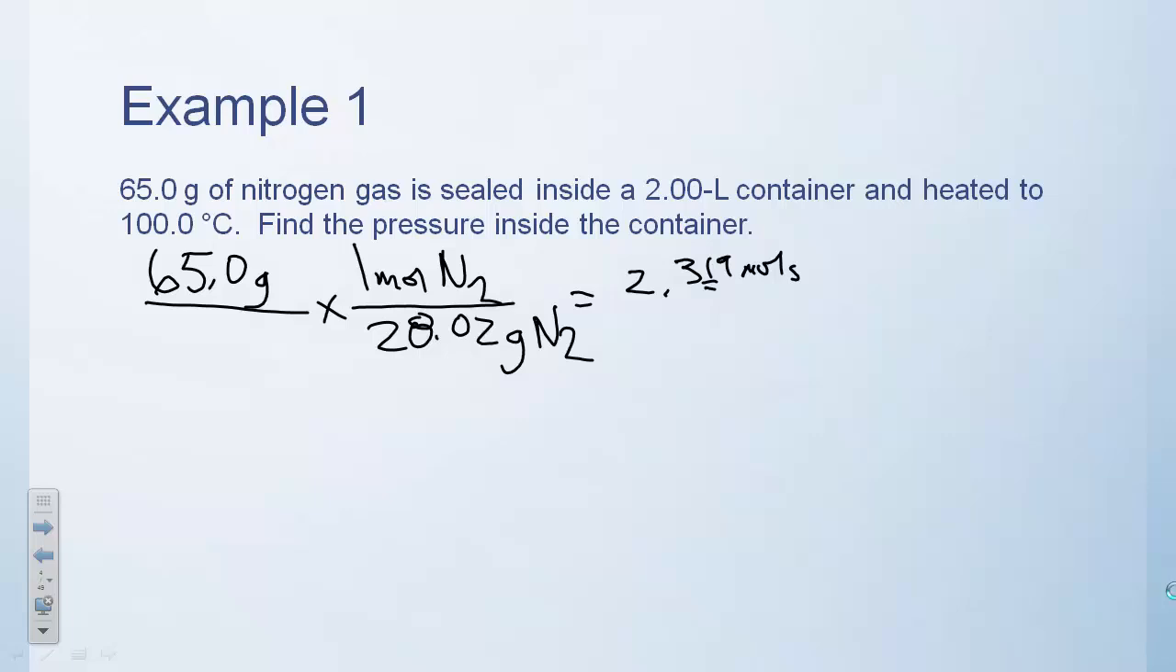We're also given the temperature in terms of Celsius and not Kelvin, and so we have to add 273.15 to this 100 degrees Celsius, and when we do that we find that we have 373, the 0.15 rounds to 0.2, Kelvin. So now that we have our volume already in liters, our amount of gas in moles, and our temperature in Kelvin, we're ready to start using the ideal gas law.